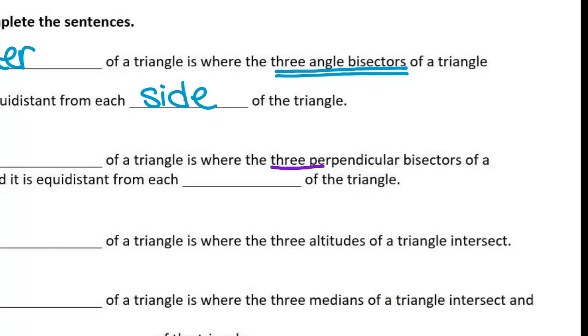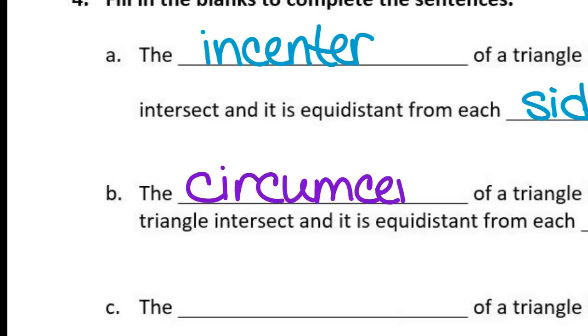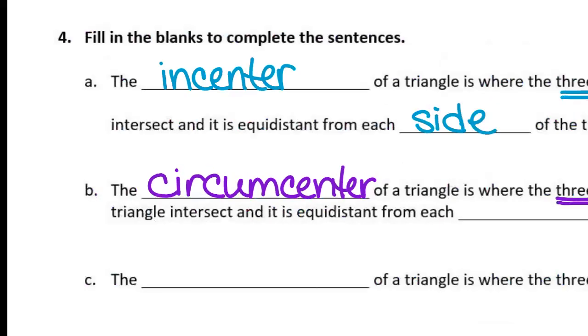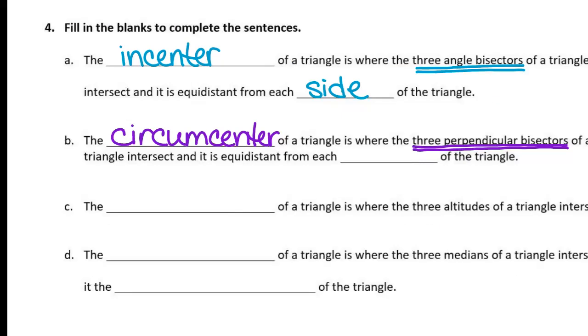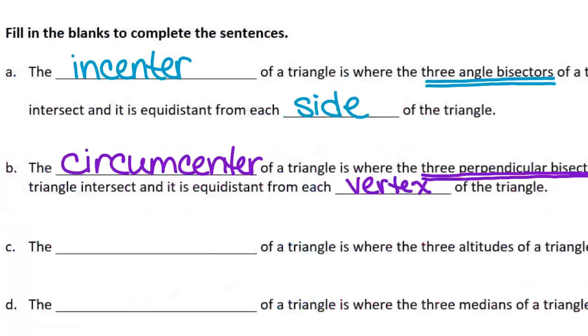Yasmin, you answered this one earlier. What do we call it where the 3 perpendicular bisectors intersect? Circumcenter. You have to know the different segments and the names of the centers, so flashcards tonight might be a good idea. The circumcenter is equidistant from each vertex of the triangle.